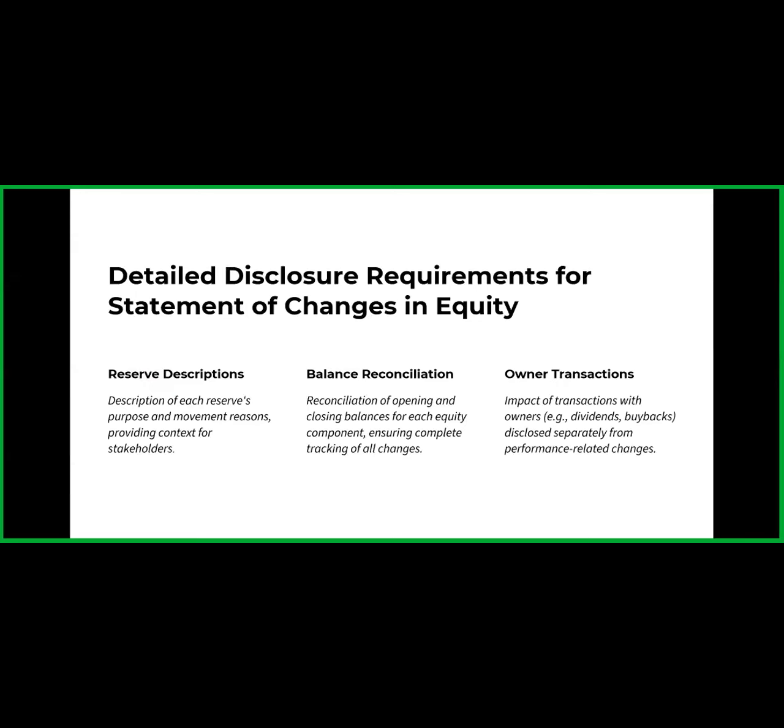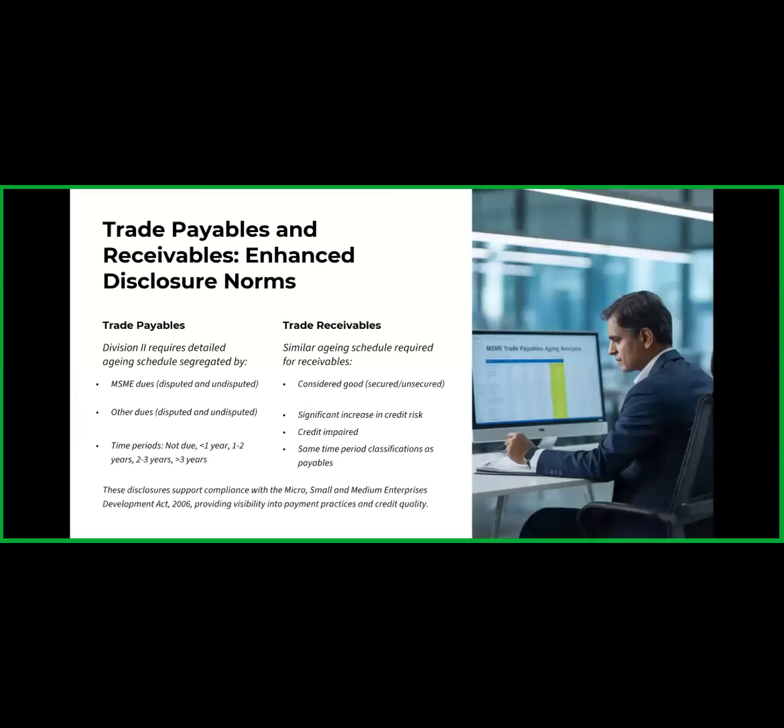Now, there are the owner transactions. The impact of transactions with the owners, that is dividends and buybacks, is disclosed separately from the performance-related changes. I told you what a dividend is and what a buyback is. All these things should be clearly mentioned in the statement of changes in equity, and at the end of the statement, we find out how much change there is in the equity, whether positive or negative, in each separate entity.